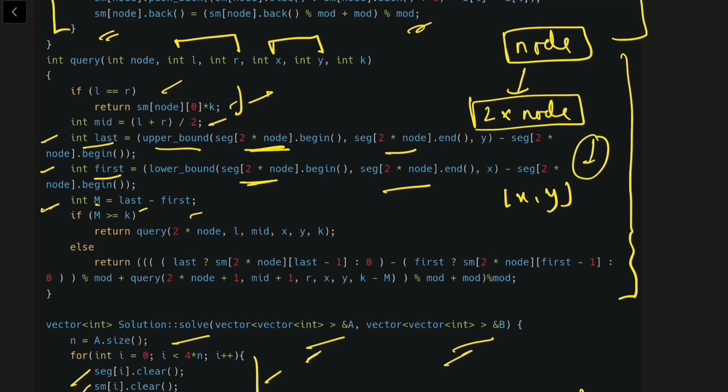Okay, so this M stores the number of elements which are in range x to y and they are in the left part. Okay, so if these elements are greater than or equal to k, and since we need only k elements, I'll just query the left part. Otherwise, I will need some more elements from the right part as well, right? And I need to include the complete left part. So I'm including the left part here, and I am querying for the rest of the elements. How many elements do I need? K minus M elements. So I'm querying for those rest of the elements right here. So that's how the query function basically works.